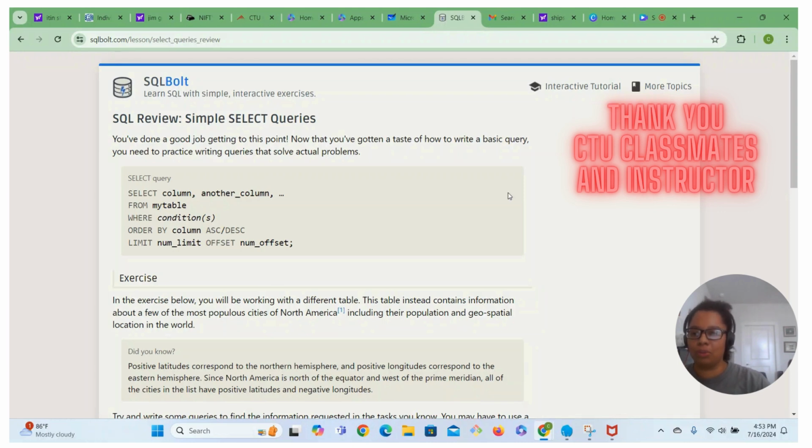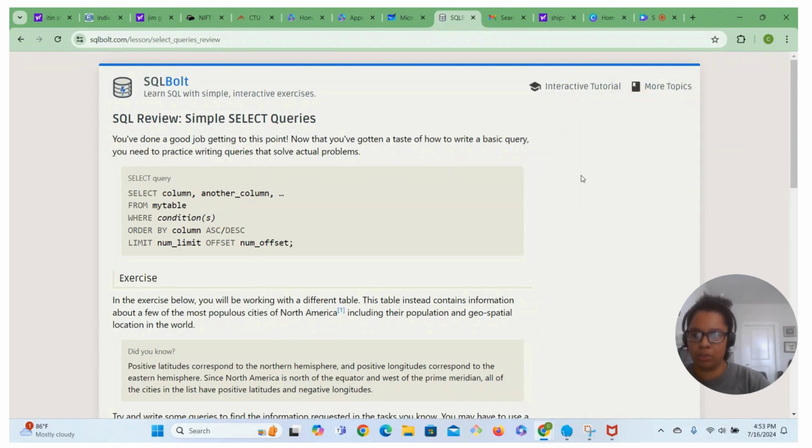Okay, so again, we're going over SQL review. I can't speak today. Simple select queries. And it says, you've done a good job getting to this point. Now that you've gotten a taste of how to write basic queries, you need to practice writing queries that solve actual problems. So it gives you an example here of one.